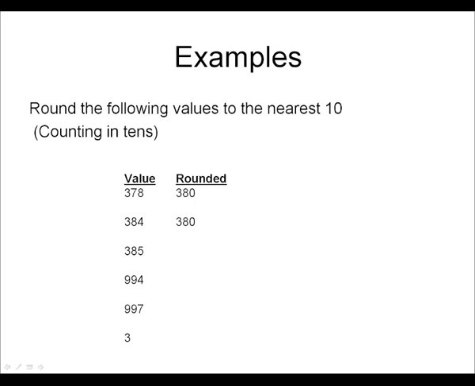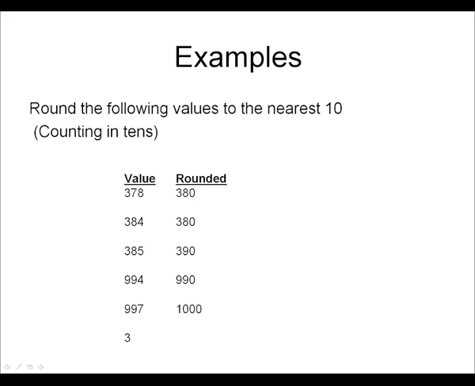What about 385? Well, as I said in the last picture, as soon as that 4 ticks over to a 5, then I'm going to tick over from 380 to 390. Again, with 994, that's definitely closer to 990. And just one to watch here, when you go from 997 and you go up to the next value, of course, in counting in tens, it's 1,000. So your answer rounded will be 1,000.